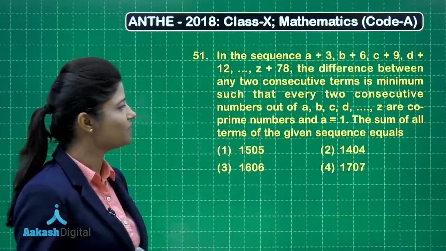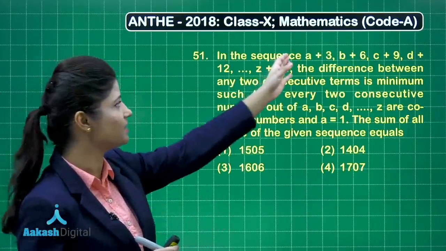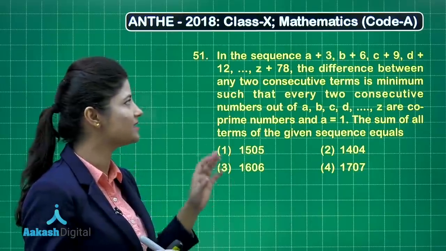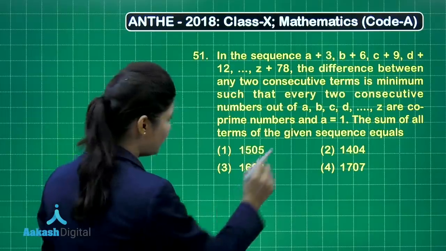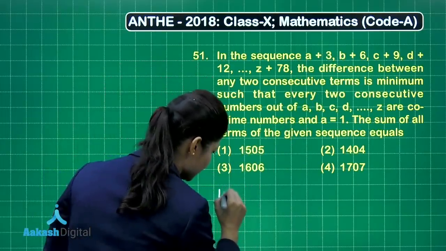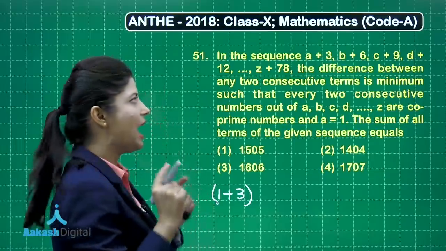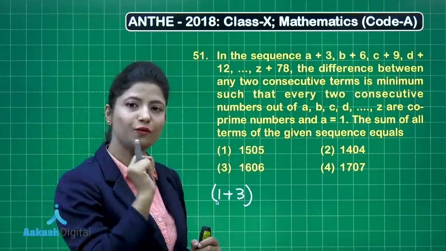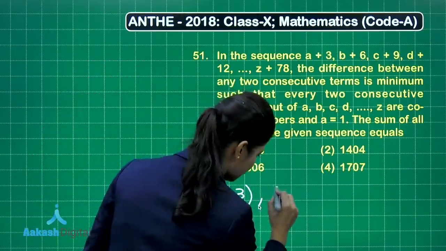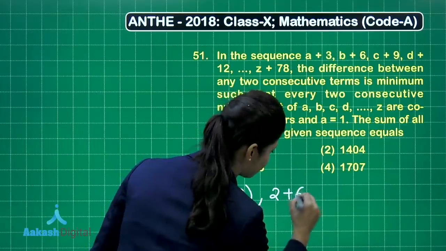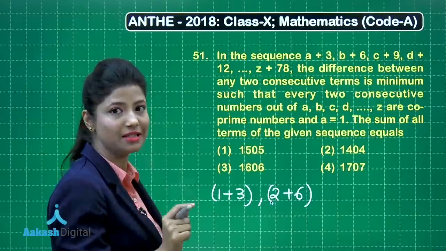The sum of all terms of the given sequence equals. So here you have to find the sum of all the terms of this sequence, that is a plus 3, b plus 6, so on till z plus 78. As here it is given that a is equal to 1. So if I consider a as 1, here the first term will be 1 plus 3, that is 4. As I have to keep the difference of the 2 consecutive terms as minimum, I can consider here 2 plus 6. That will be 8 as the second term, where I am taking the difference as the minimum.